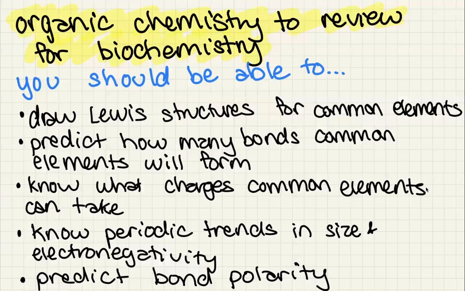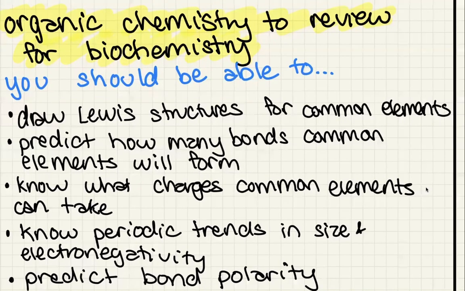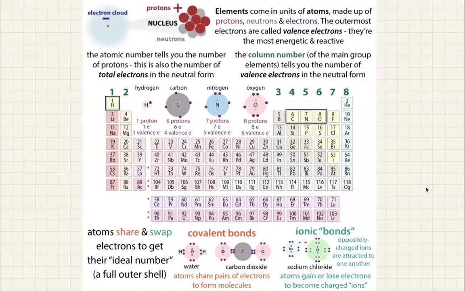Okay, so let's start back at the very, very basics though, and go back to the elements. So hopefully you're very familiar with this periodic table. You should be able to know trends in the periodic table that we'll talk about, as well as basically how the periodic table can be used as a guide to predict how elements are made up at the subatomic level and how they might react.